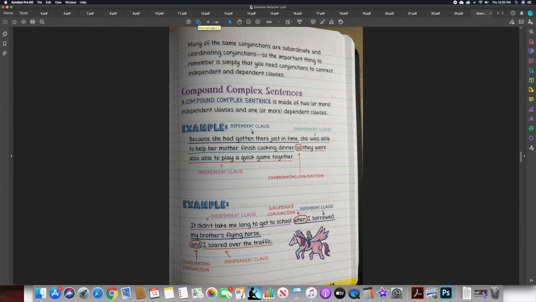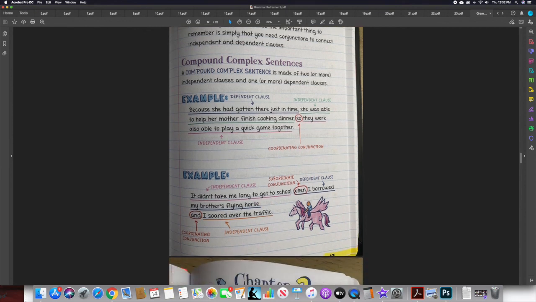A compound-complex sentence is made up of two or more independent clauses and one or more dependent clauses. Because she had gotten there just in time, dependent clause, she was able to help her mother finish cooking, comma, coordinating conjunction, so they were also able to play a quick game together. So we've got two independent clauses and one dependent clause. That's a compound-complex sentence. Here's another example down here.